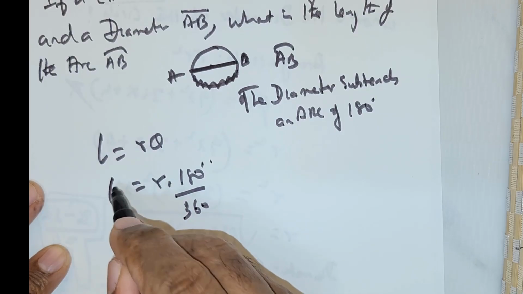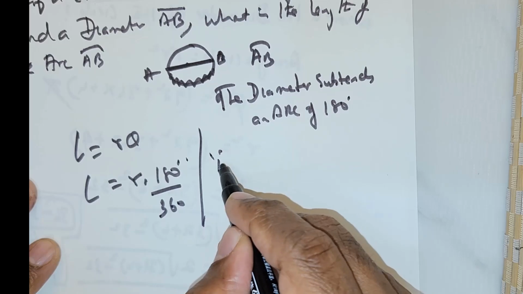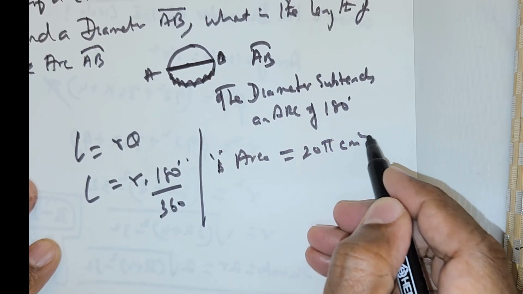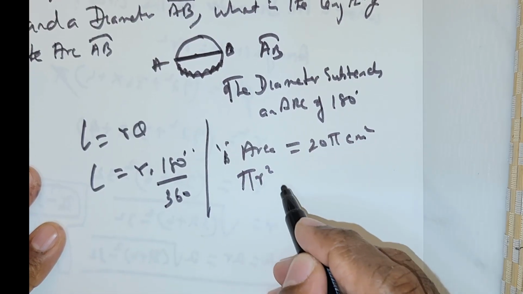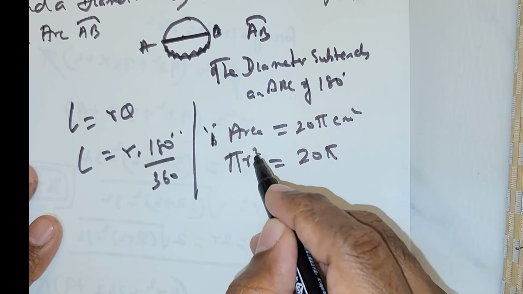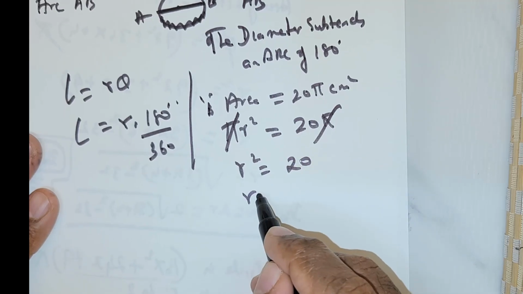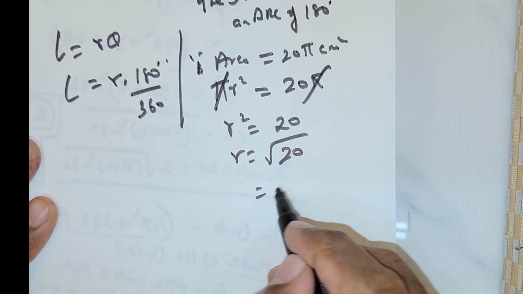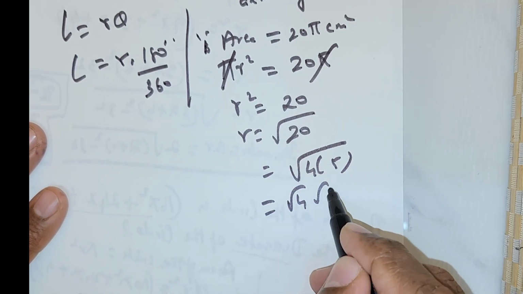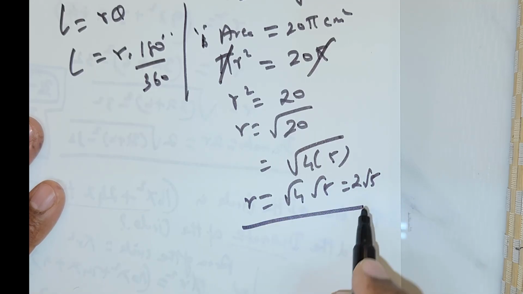So this has to be evaluated, but to evaluate this I need r. Now I am given that the area is equal to 20 pi cm squared. We know the formula for area is pi r squared, which has to be equated with 20 pi. The pi and pi get cancelled. I get r squared is equal to 20. r is equal to root of 20. I can rewrite 20 as 4 times 5. So this is going to be root of 4 times root of 5, which is equal to 2 times root of 5. So this is my r.